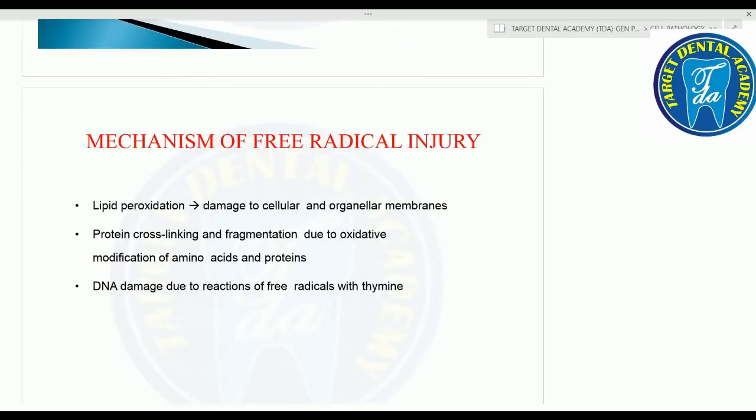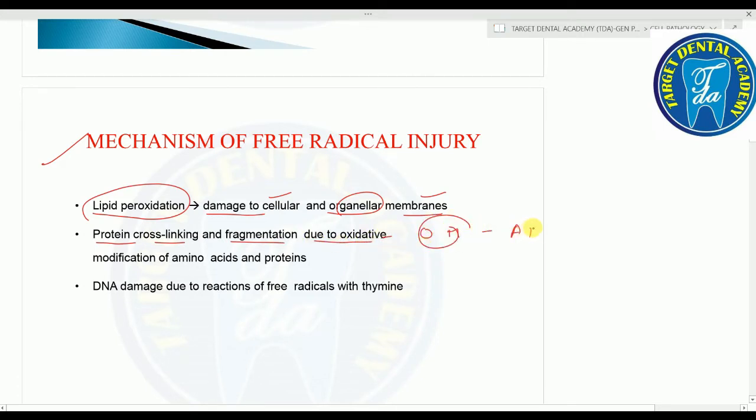Now coming to the mechanism of free radical injury. There is lipid peroxidation, which affects the cellular and organellar membranes. There is protein cross-linking and fragmentation due to oxidative modification of amino acids and proteins. Important. The DNA damage is due to the reaction of free radicals with thymine. Important for your MCQ.